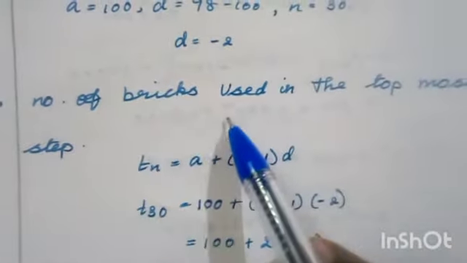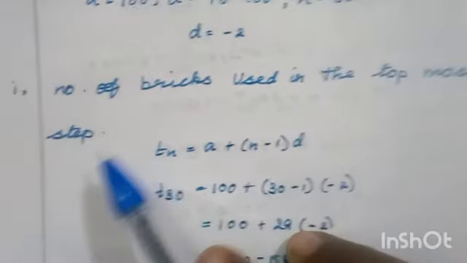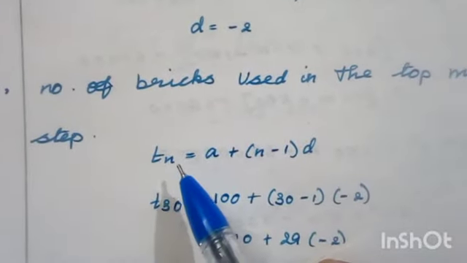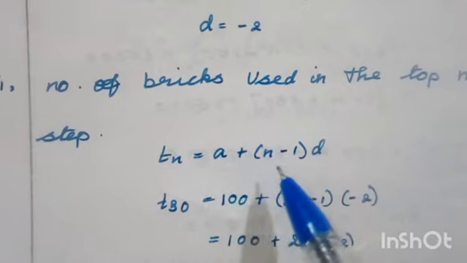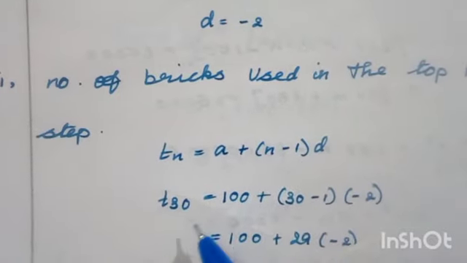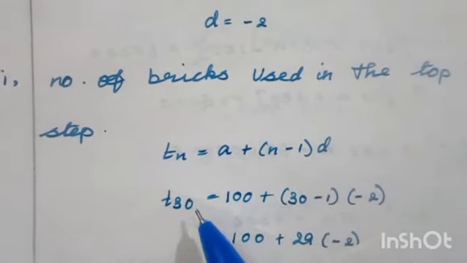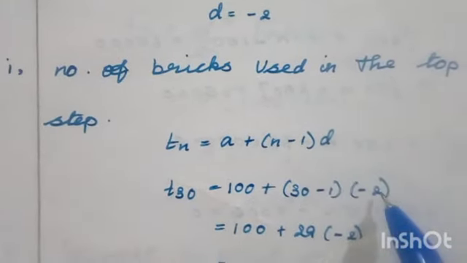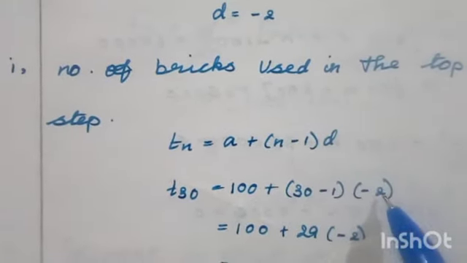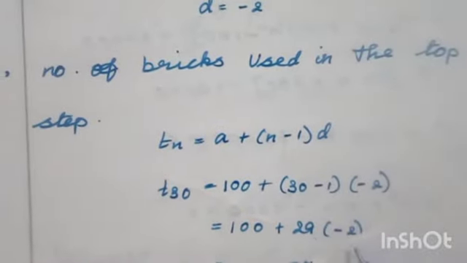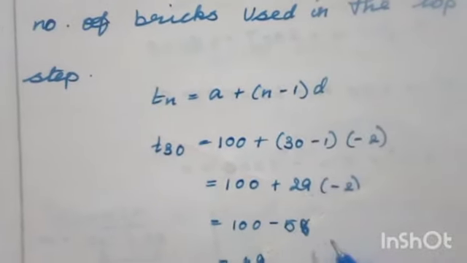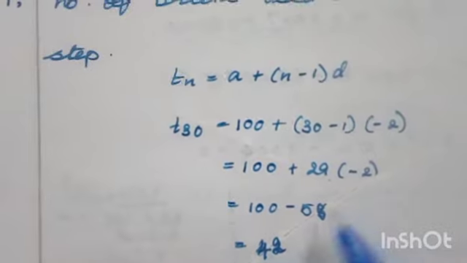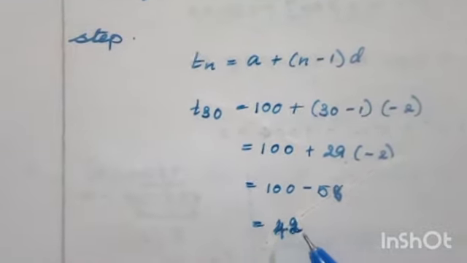First we want to find the number of bricks used in the topmost step. The nth term Tn equal to A plus n minus 1 into D. We want the 30th step, so T30 equal to 100 plus 30 minus 1 into the common difference, which we found as minus 2. So that is 100 plus 29 into minus 2, that is 100 minus 58. Subtracting these two, we get 42.